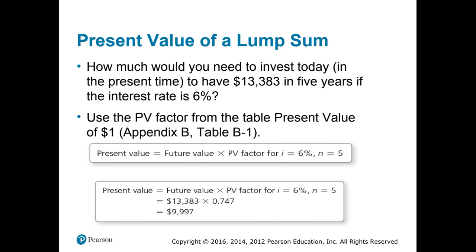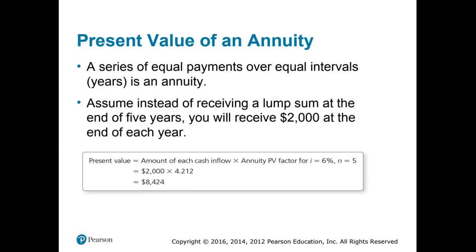All right, present value of an annuity. A series of equal payments over equal intervals is an annuity. Assume that instead of receiving a lump sum at the end of 5 years, you receive $2,000 at the end of each year. So the present value equals the amount of each inflow times the annuity present value factor for I, which is 6%, and the number of periods is 5.